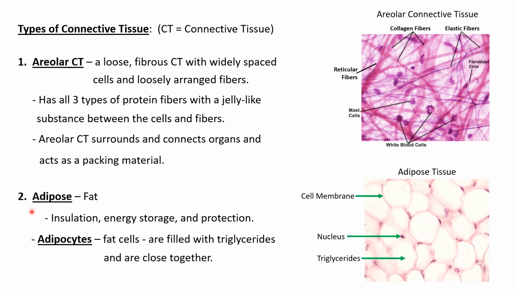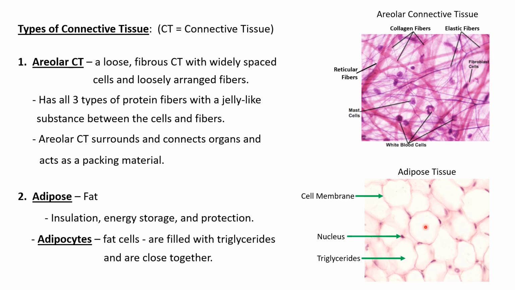So adipose tissue, this is fat. Anytime you've seen bacon, the white part, or the white part around the steak, that's adipose tissue, or fat. This is for insulation, energy storage, and protection. This is also a loose connective tissue, and it has cells called adipocytes, and they are cells that are filled with triglycerides. And triglycerides, those are glycerol with 3 fatty acids.